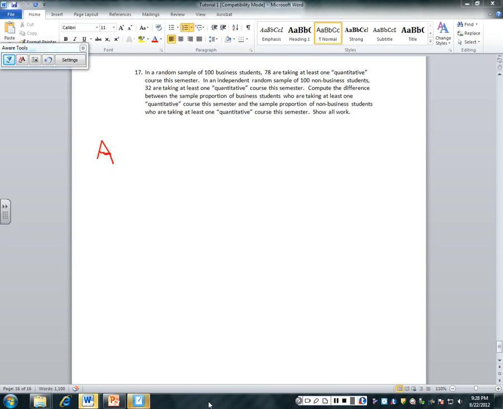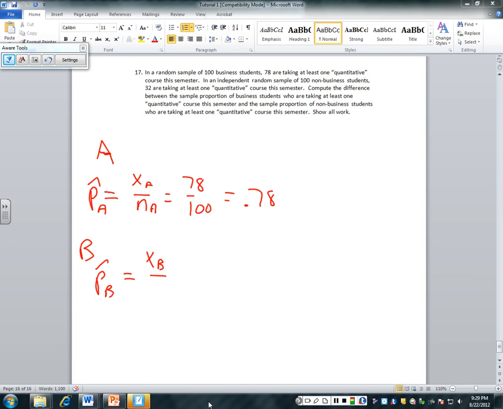For group A, we had a sample proportion which is equal to the number in group A divided by the sample size in group A, which is 78 out of 100, or 0.78. For group B, P hat B is equal to the number of yeses divided by the sample size, or 32 out of 100, and that's 0.32.